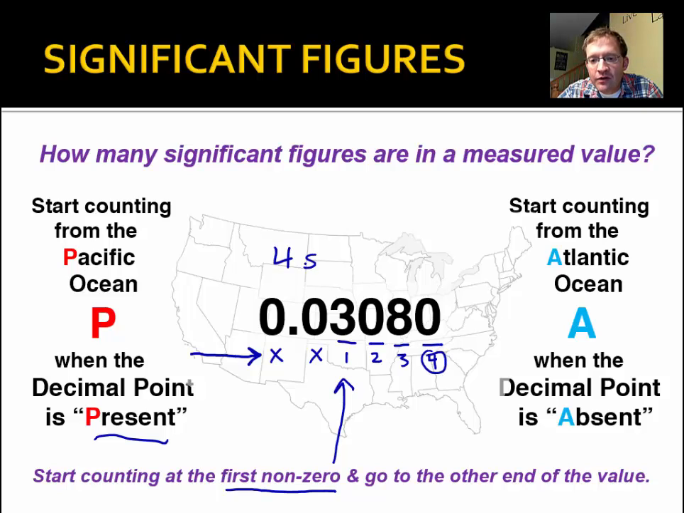This value has 4 significant figures. And we're sure of the 3080. Okay, we're certain of the 3080. You could read this number as 0.03080, or you could read this number as 3080, right? 100,000ths of a digit, or 100,000ths of a unit.